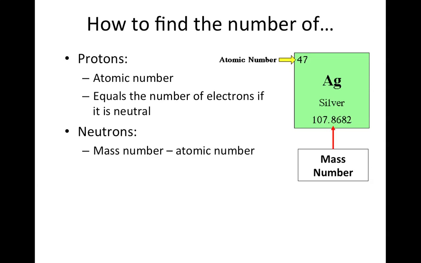Neutrons are a little bit more tricky. What you do is you take the mass number. In this case, we're going to round, so this is 107.8. We're going to round up to 108, and we're going to subtract the atomic number, which is 47. And we'll get the number of neutrons. Electrons are easy. They will equal the number of protons if we're dealing, again, with a neutral atom.